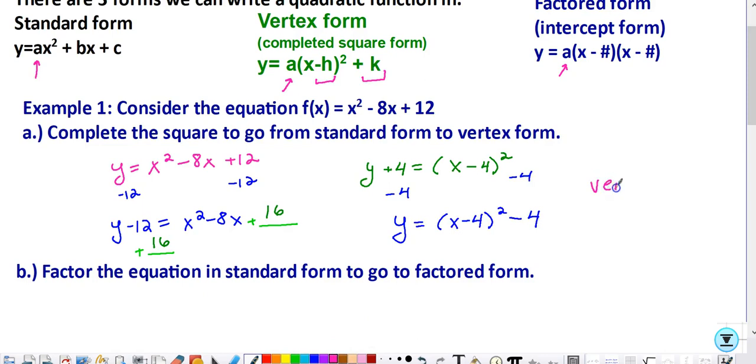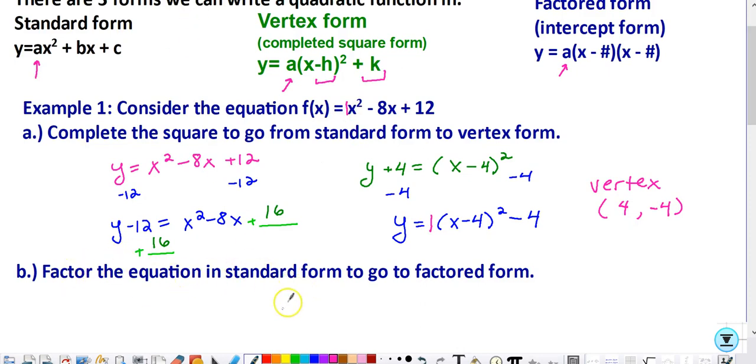Just for fun, I can identify where the vertex would be. The vertex would go right 4, down 4. Leading coefficient is 1. Same here, it's a 1.